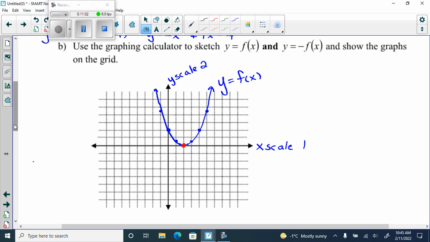Now, when I type in second trace negative 1, I'm going to get negative 1 and negative 9 this time. When I plug in 0 instead of 0, 4, I'm going to get 0 and negative 4. And for 1, instead of 1 and 1, I'm going to get 1 and negative 1. For 3, I get 3 and negative 1.